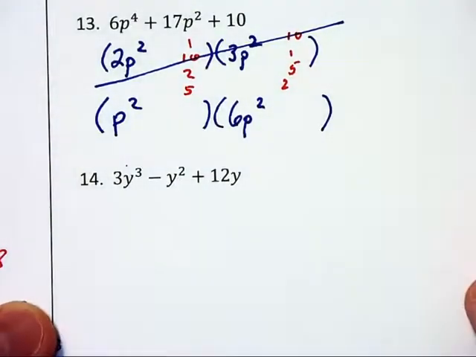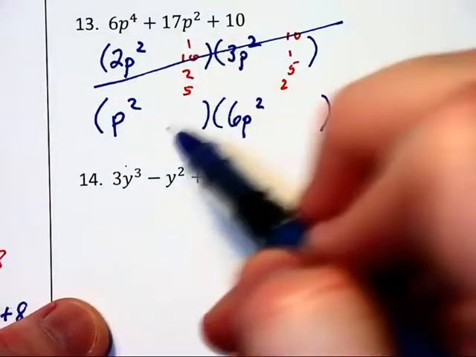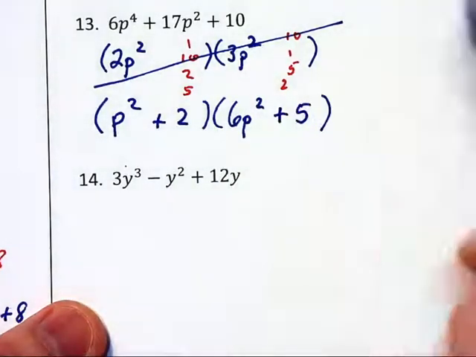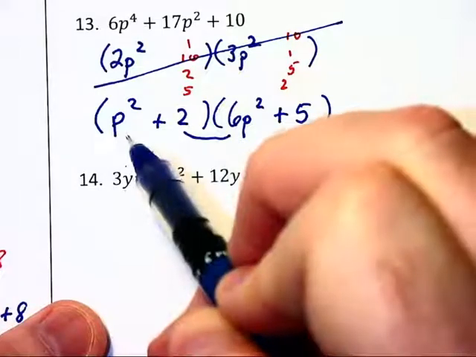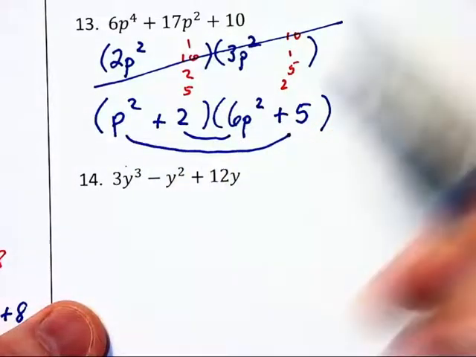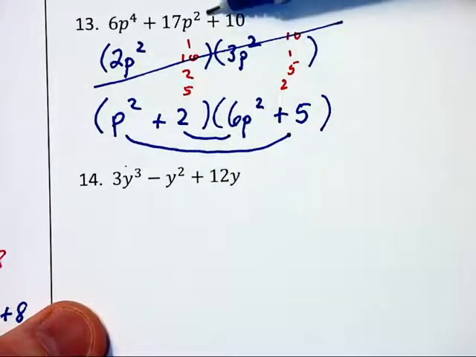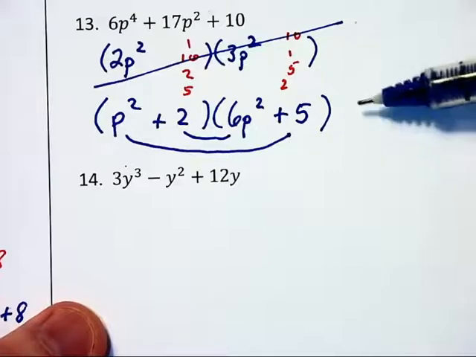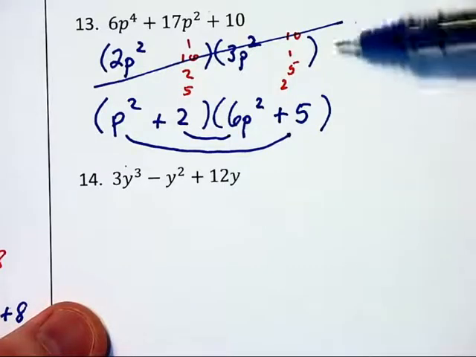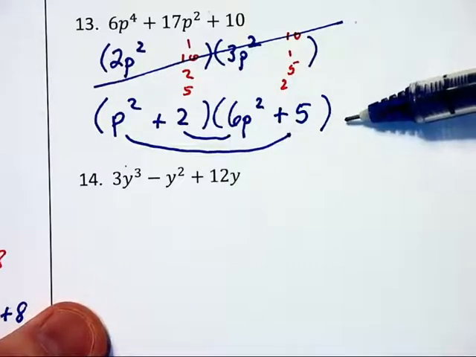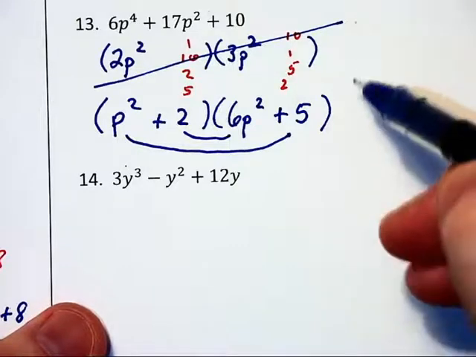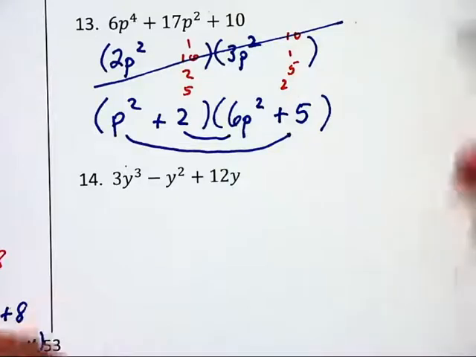Then I would try all those numbers again and find out that plus 2 and plus 5 actually work because I get a 12p squared and a 5p squared, which add up to the 17p squared that I'm looking for. So it's worth your time to just try this trial and error. Eventually it will come out, and if it doesn't factor at all and you've tried all the combinations, it's possible that this isn't a prime expression and you would write prime as the result here.